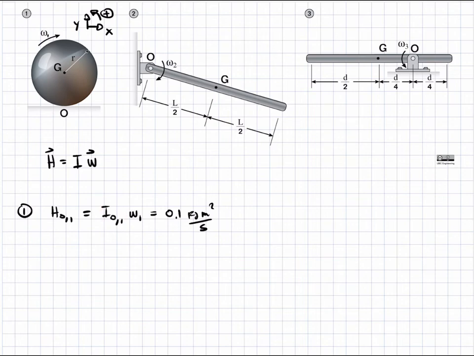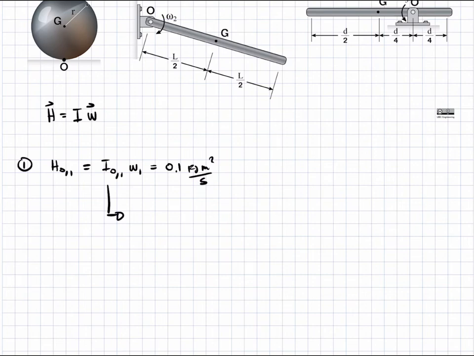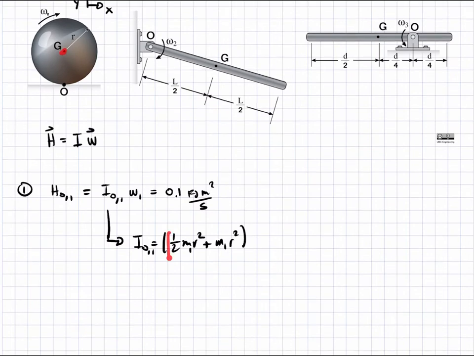So what is I O comma one? That is the inertia about this point O at the bottom here. For a thin disk, we know that this is going to be equal to one half m r squared plus m1 r squared. So this is essentially using the parallel axis theorem. We know that a rotating disk about its center is one half m r squared. And then if we move a distance of one radius downwards, so m L squared, where L is r, we get the inertia about O. Note again, this m1 is essentially the mass in the first case, so that would be the 600 grams.